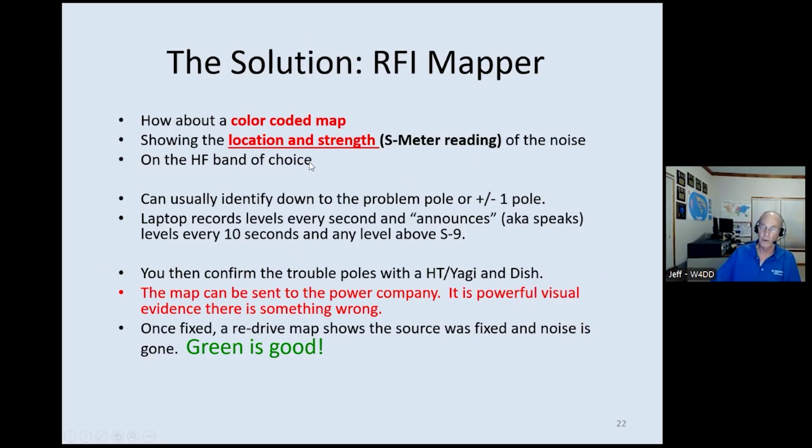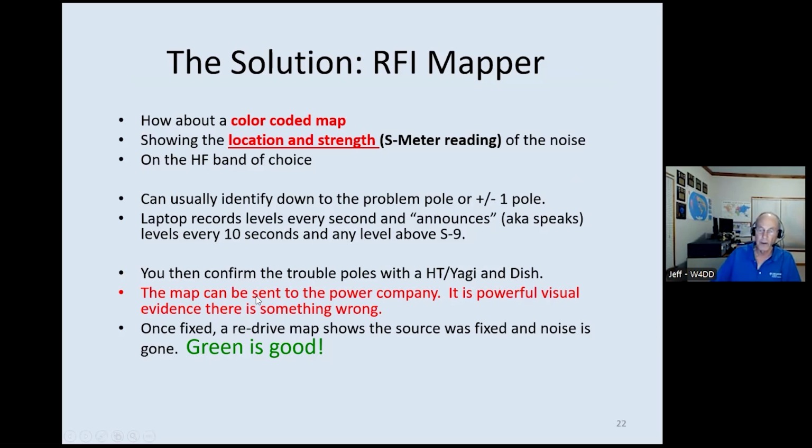And you pick the band of choice. And for PLN work, I use 10 meters usually. It's a nice quiet band. I can usually identify down to the pole or plus or minus the pole. And as I drive, my laptop will tell me every 10 seconds what the level is. And if it gets above S9, it'll start announcing every second. So I hear the announcement, S8, S9, S12. I get a real good feel for, hey, is this the right area? I can then go back and confirm the pole with the HT Yagi and a dish.